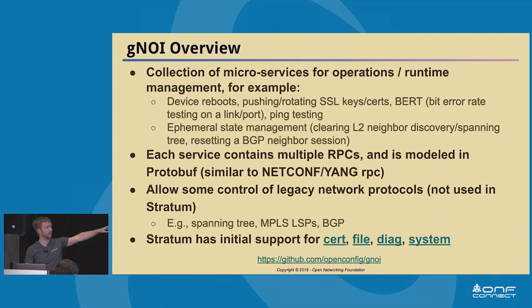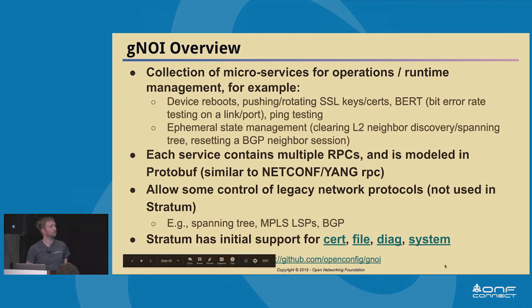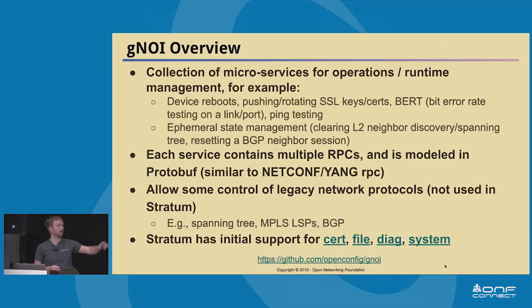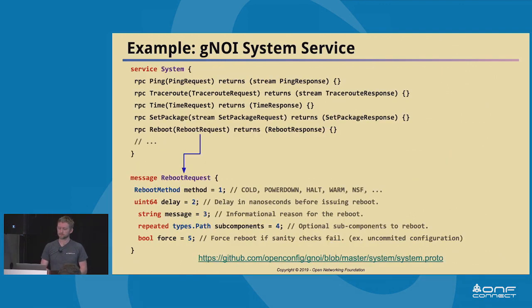Each service contains multiple RPCs and is modeled in protobuf. gNOI also includes some control of legacy network protocols like MPLS, BGP, or spanning tree, but those aren't as relevant in the Stratum case, though gNOI could still be used on top of traditional networking devices. Stratum initially is targeting cert, file, diag, and system services. Let's take a quick example of one of these services.